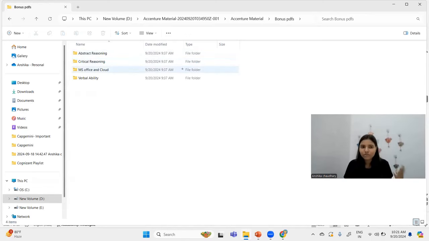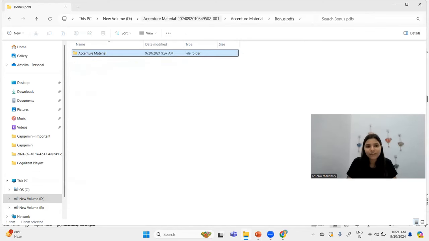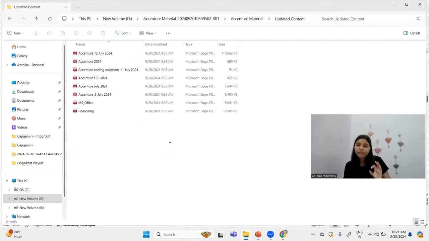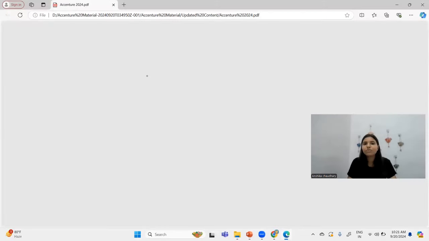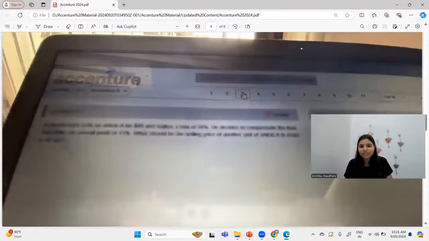In each of the folders you will get some more questions of abstract reasoning, critical reasoning, MS Office and Cloud, Verbal Ability, etc. And if we come here, there is an updated content folder. From time to time I update it with new papers. You can see that this is a paper of 12th July, then February, then I have added this Accenture 2024 paper, which is a recent paper.